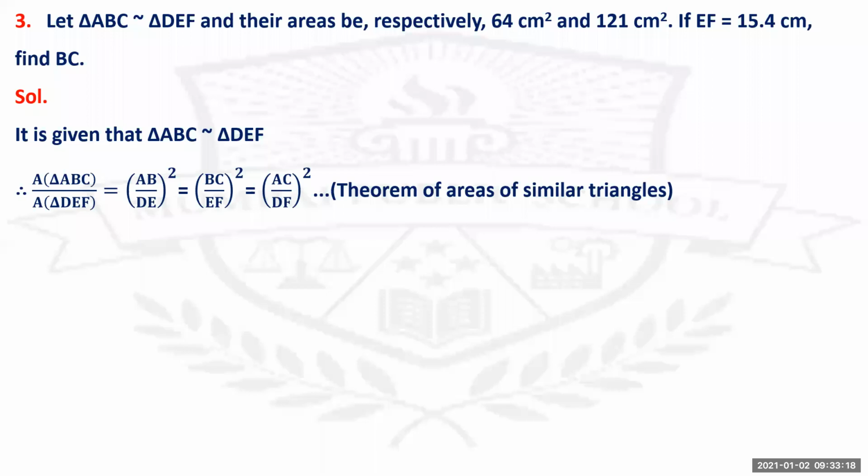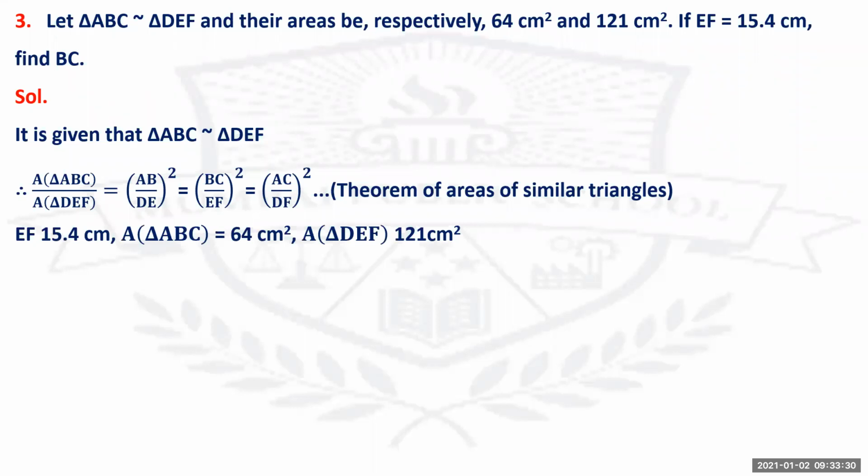Now, whichever values are given, check. Area of triangle ABC is given as 64. Area of triangle DEF is given as 121. So you're going to substitute those values. Check, EF is also given to you as 15.4, so that also you're going to substitute. So area of triangle ABC upon area of triangle DEF equals BC upon EF the whole square. After substitution, what you get? 64 upon 121 equals BC upon 15.4 the whole square.